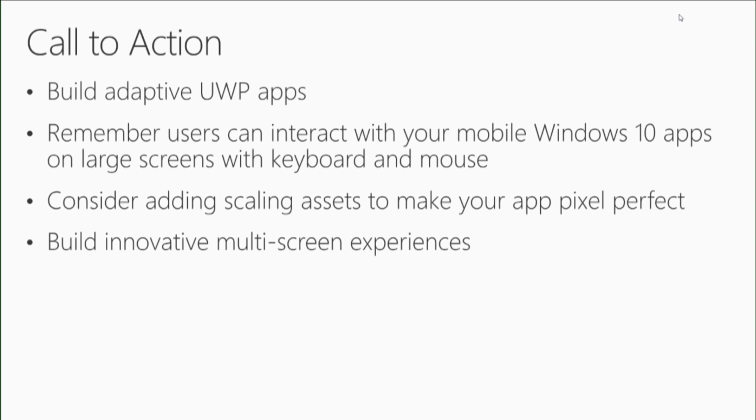So that was most of what I wanted to talk about. There are a couple of calls to action over here. Make sure you're building adaptive universal Windows apps. This will benefit you not only in Continuum, it will benefit you when you want to resize your app on the same device. So there are a lot of benefits that come out of it. Remember that users can interact with your mobile Windows 10 apps on a larger screen with the keyboard and a mouse. So optimize for that. Consider adding scaling assets to make your app pixel perfect. And make sure to build innovative multi-screen experiences that work across your screens.